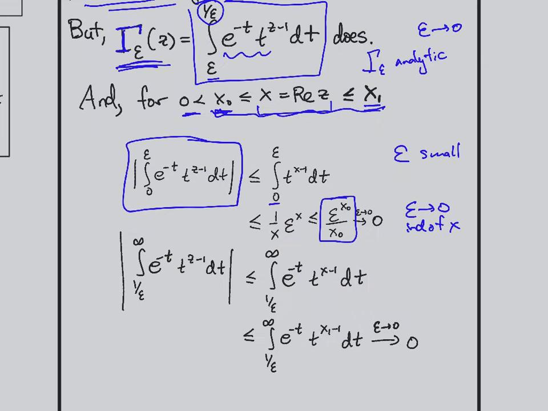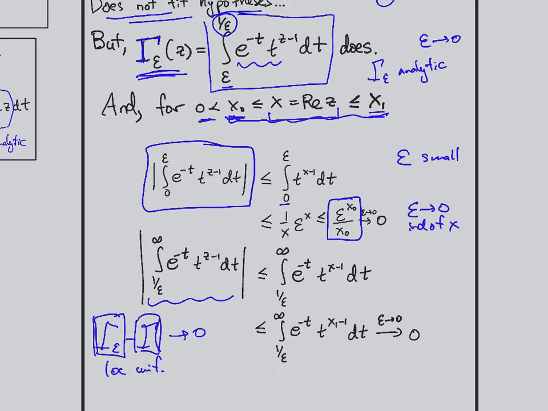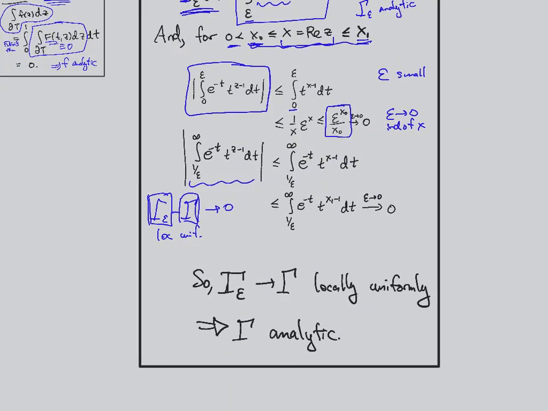And you can do something similar with the rest of the integral from 1 over epsilon to infinity. And again, I don't want to go too much into the details, but you get bounds on these so that this difference goes to 0 locally uniformly. And so then you'd get that gamma is a local uniform limit of things we know to be analytic. And so we get that the gamma function is analytic out of Morera's theorem.